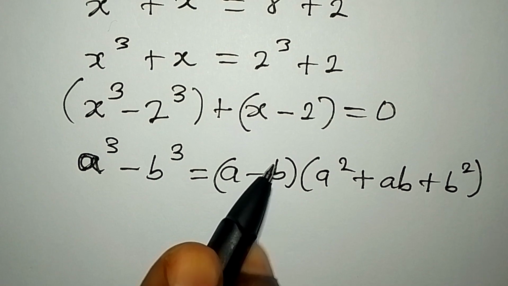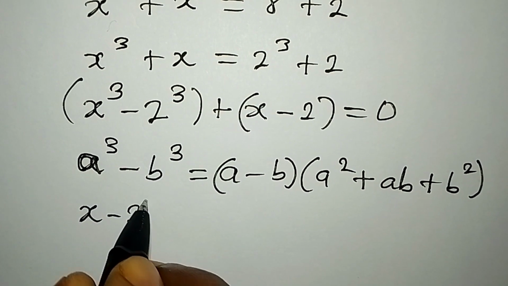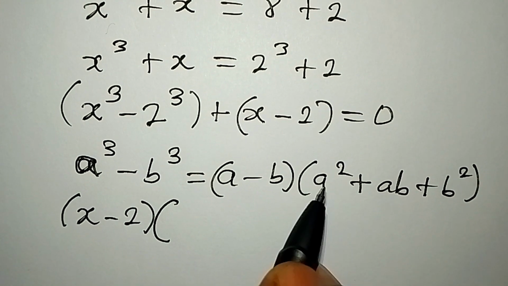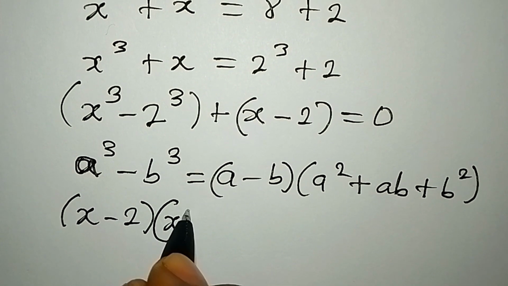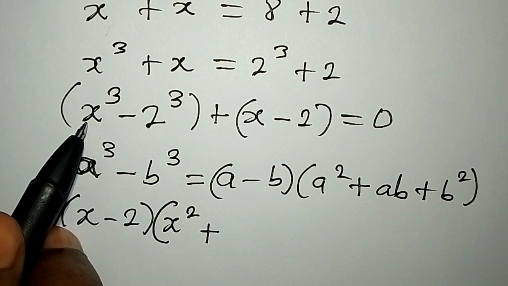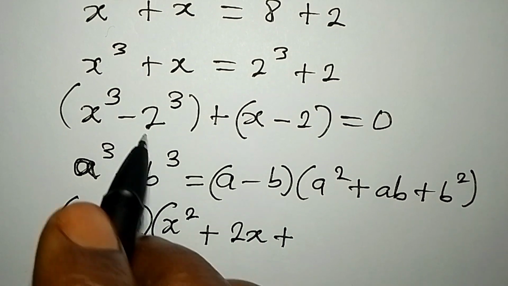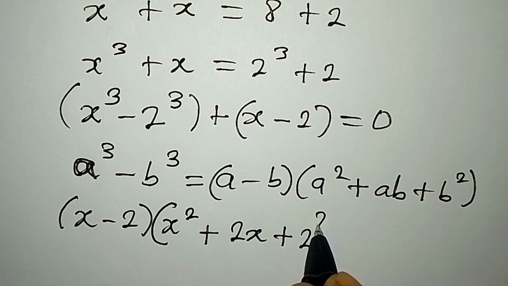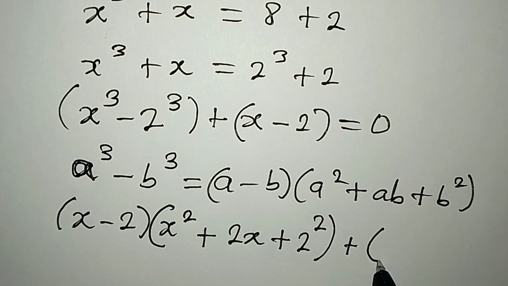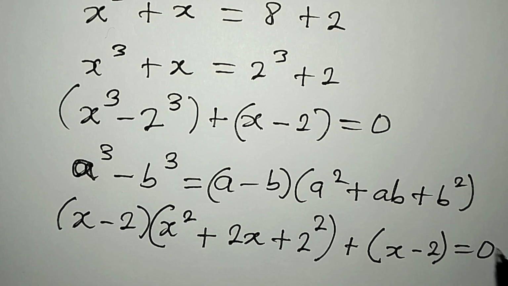Now, our a minus b becomes x minus 2. So I'll write x minus 2 in place of a minus b. Then open this. a squared becomes x squared. ab becomes x times 2, and that is 2x. Plus b squared, that would be 2 squared. So I write 2 here, and I square it. Then I'm going over there now. Plus, open bracket, we have x minus 2, and this is equal to 0.